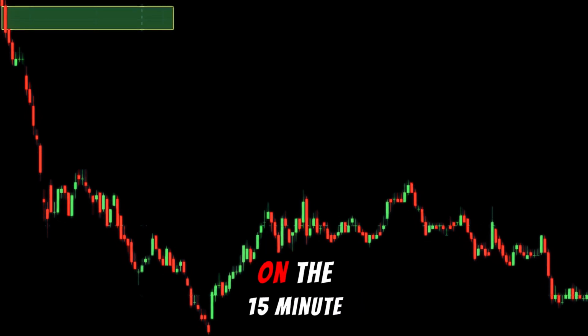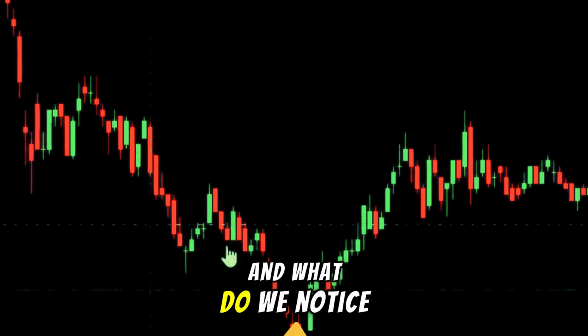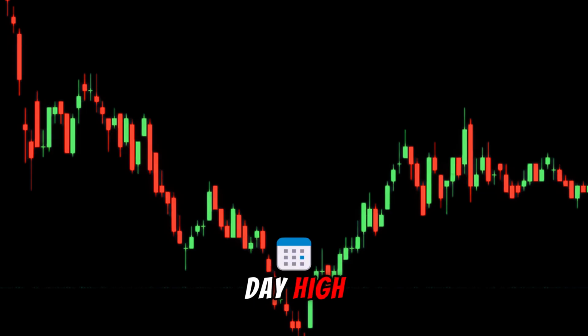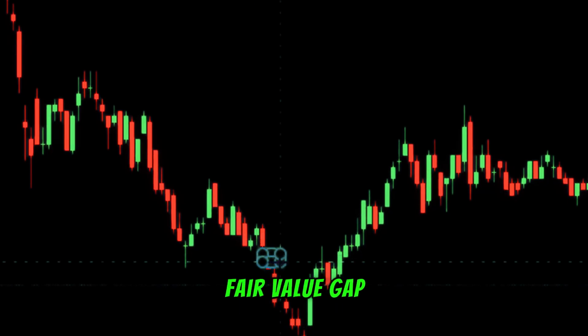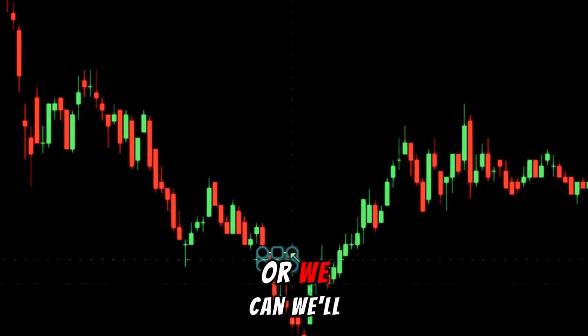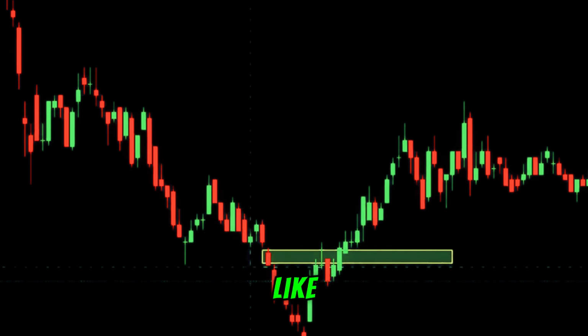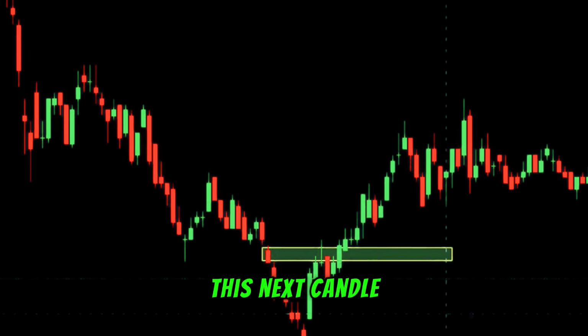So here we are on the 15-minute time frame with a 4-hour chart on the right, and what do we notice? If we wanted to look for that reversal on the previous day high, we could have used this inversion right here with this small fair value gap, or we'll be looking for a continuation now. What would this continuation look like? Well, we can use an inversion as well.